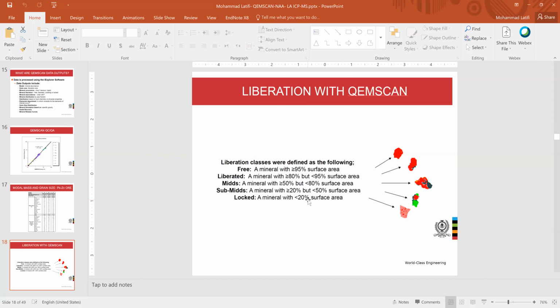You can see, for example, in this case, the red color is almost fully surrounded by the pink color. It is fully locked. So you have to cut it from different angles in grinding or crushing so that the red color can be eventually free.